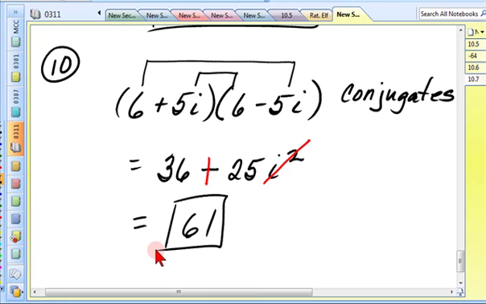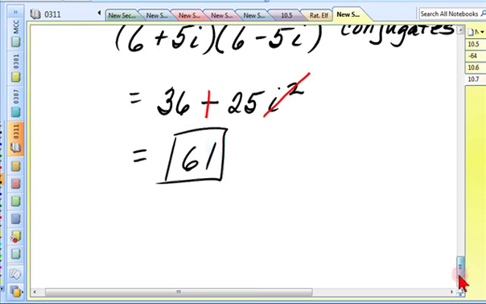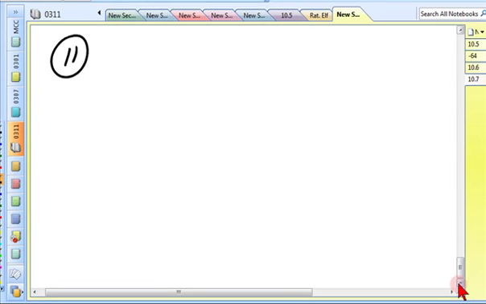What you're going to find out is that the product of complex conjugates is always equal to a real number. And it's a real rational number as well. Conjugates are important. Let's look at 11. I have parentheses, -7 minus 3i quantity squared.